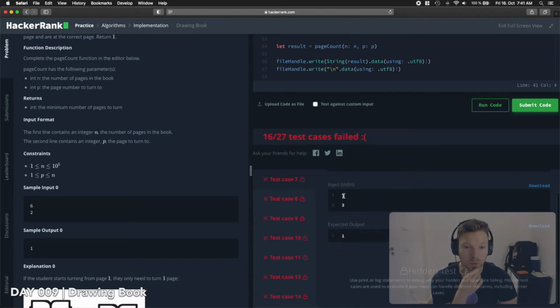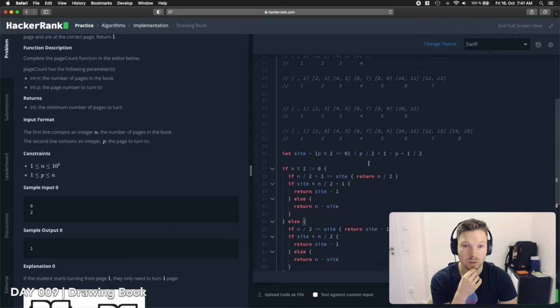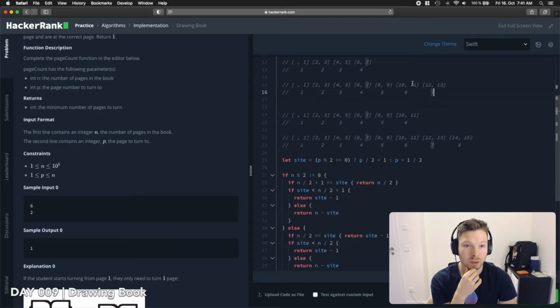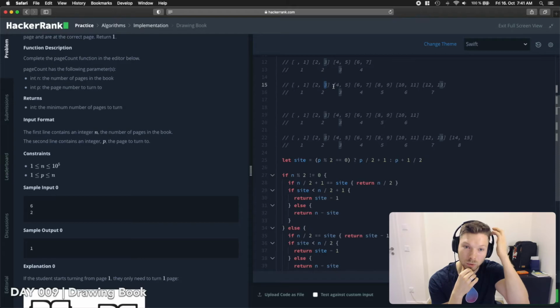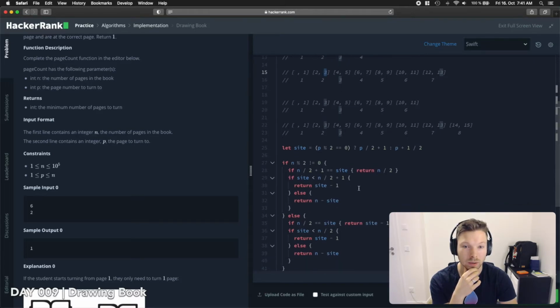So input is 7, probably some even and uneven cases. Expected 1 for input 7 and page 3. So we have input 7 and page 3 and we're expecting 1 turn. Oh, we're page 3, and I'm having kind of the side 3. Okay, so where are we at for that?